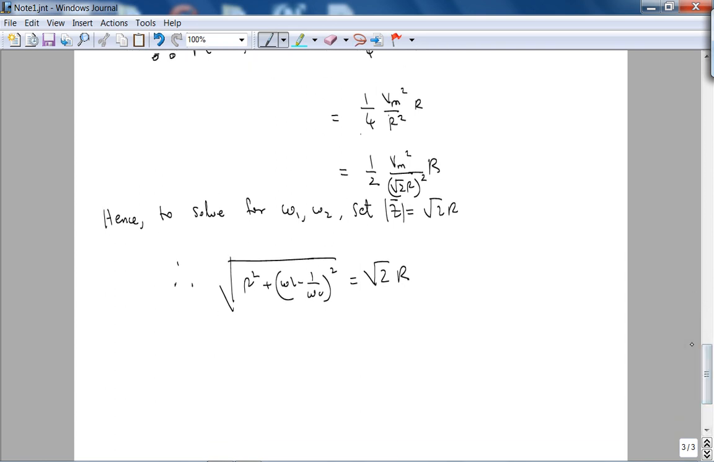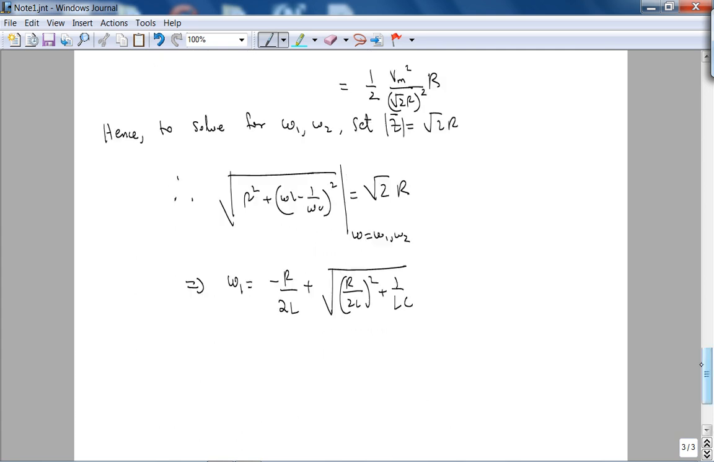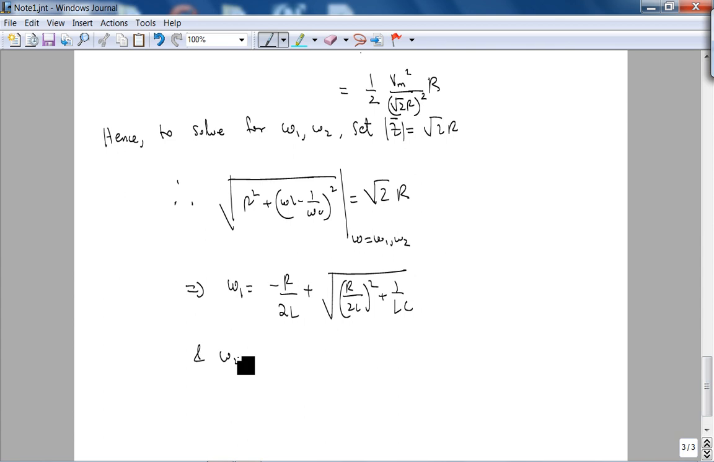And if you simply do the math, omega is omega 1, omega 2, so you will get omega 1 is minus R over 2L plus square root of (R over 2L) the whole squared plus 1 over LC, and omega 2.